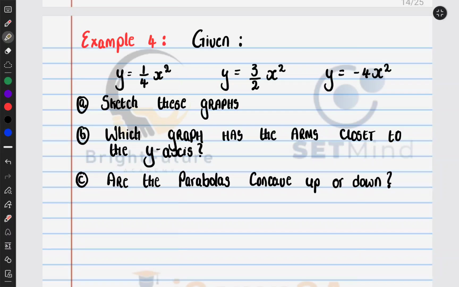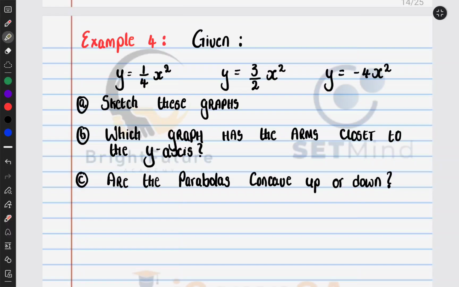So now we're dealing with combined. Okay, so for example number 4, we're given those 3 functions, which is y is equal to 1 over 4x squared and y is equal to 3 over 2x squared, y is equal to negative 4x squared, and then we are asked to sketch these graphs. And then for question number B, which graph has the arms closest to the y-axis? Okay, are the parabolas concave up or down?